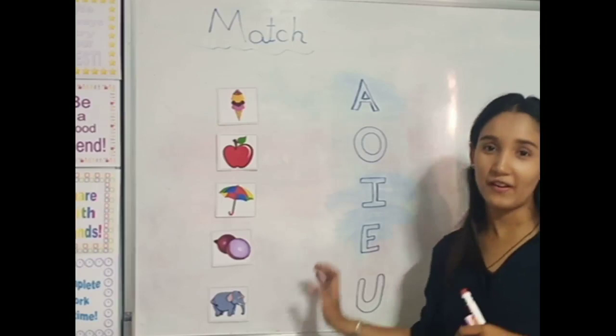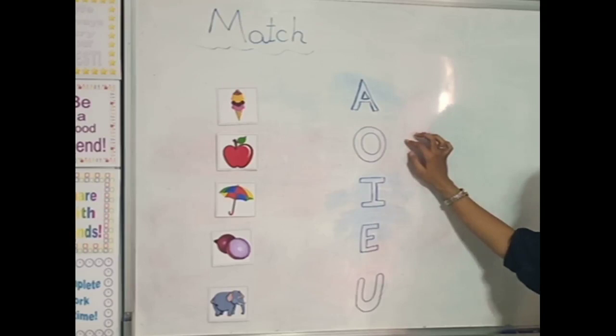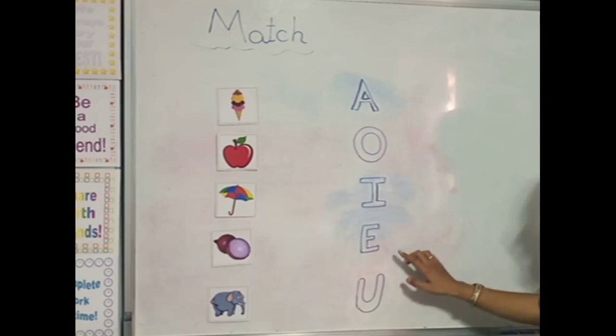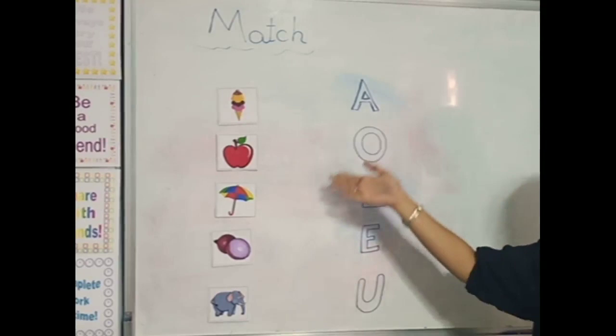So this is letter A. And this one is letter, yes, O. And then this one is letter I. Very good. And how about this one? Letter E. Very good. How about the last one? Letter U. So are you ready now? So let's start. Okay, let's match.